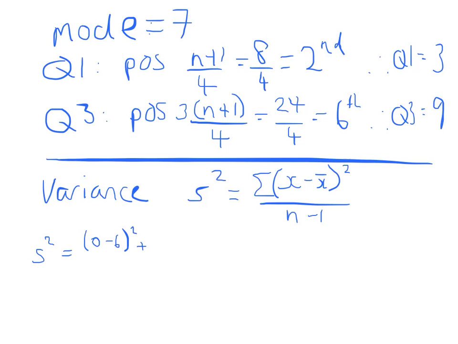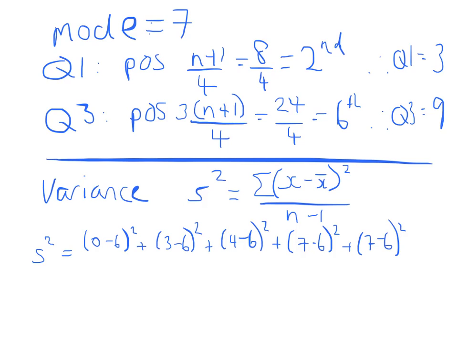Now that's going to be added to the next data value, which is 3, minus the mean, and we square that. Next data value is 4, minus the mean, we square that. Next data value is 7, minus the mean, square that. Next data value, 7, minus the mean, square that. Now running out of space, I'll do my trick, but it would just be 9 minus 6, square it, then 12 minus 6, square it. And that of course all gets divided by n minus 1, which in this case is 7 minus 1.